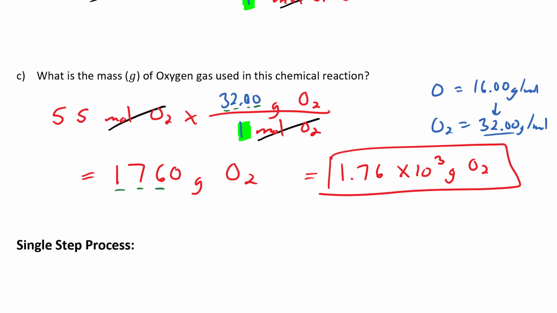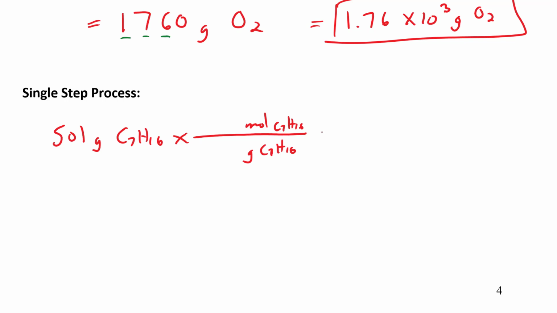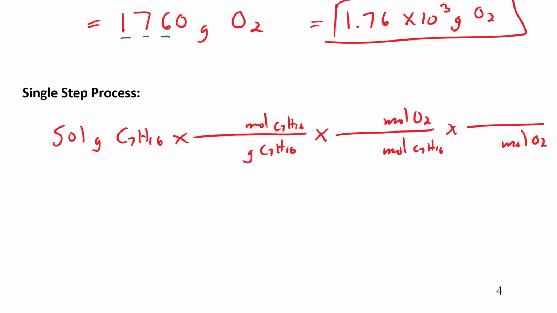There's a simpler way to do this, and it's why I've tried to get you to do conversion factor method, because we can do this as a single step. We're going to go from 501 grams of heptane. We'll first convert from grams of heptane to moles of heptane. Once we have it in moles, then we can switch to a different species of chemical. We'll switch to moles of oxygen, and now we have it in oxygen. We'll solve what we asked for, was grams of oxygen.